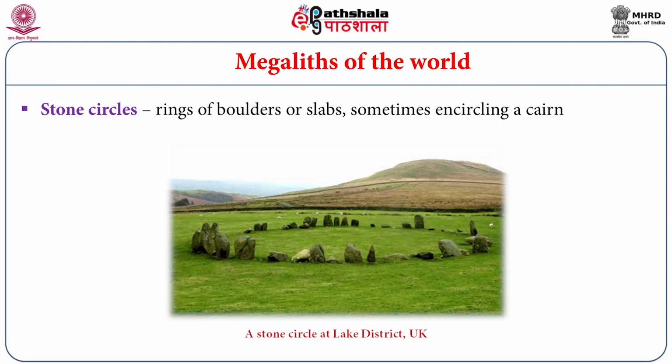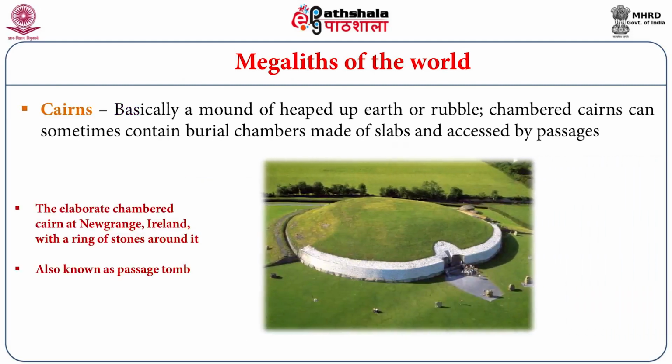Interestingly, their shape and sometimes even size are very similar across the world. Cairns are another type of monument in which within a stone circle they pile up larger number of stones to form a monument. What you see here is a monument at Newgrange in Ireland. This is also an important megalithic monument. Scholars believe this monument has some astronomical significance. This type of monuments are not found in India.